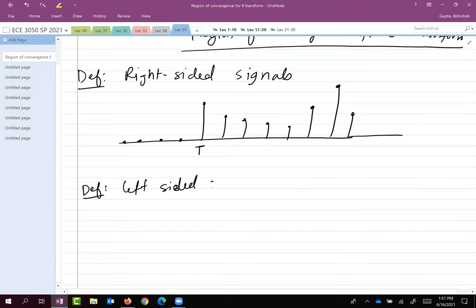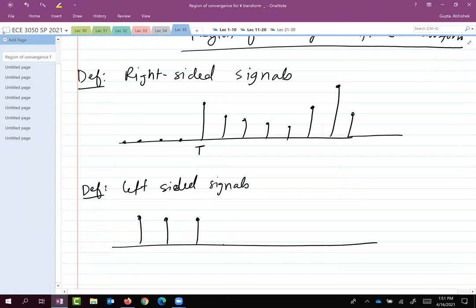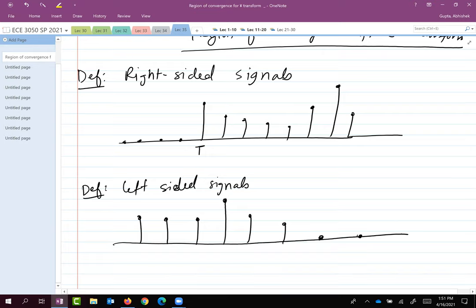Then left-sided signals, they are non-zero up to some time, and then they are zero. And then there are two-sided signals that are non-zero all the way from minus infinity to plus infinity. Okay.